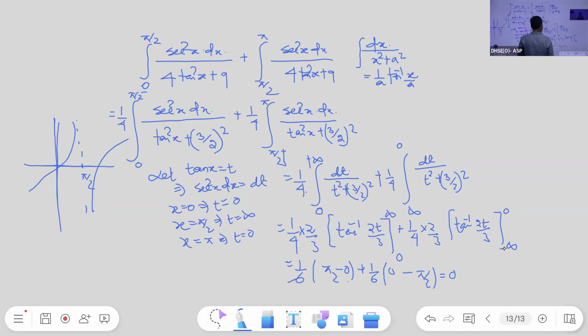Okay. So this is equal to 1 by 6 into pi by 2 minus 0. Tan inverse minus infinity is minus pi by 2. This will be plus pi by 2. This is equal to pi by 12 plus pi by 12. Not 0. Pi by 12 plus pi by 12. This is equal to pi by 6. This is the final answer.